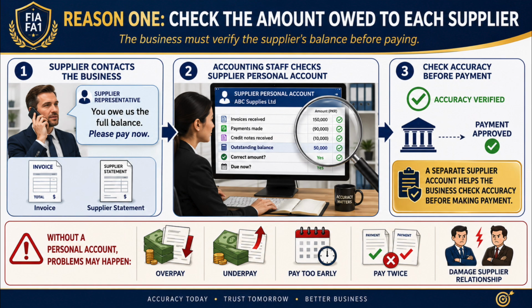Without a personal account, the business may pay the wrong amount. That could cause serious problems. The business might overpay the supplier. The business might underpay the supplier. The business might pay an amount that is not yet due. The business might pay an invoice twice. The business might damage its relationship with the supplier. So, a separate supplier account helps the business check accuracy before making payment.